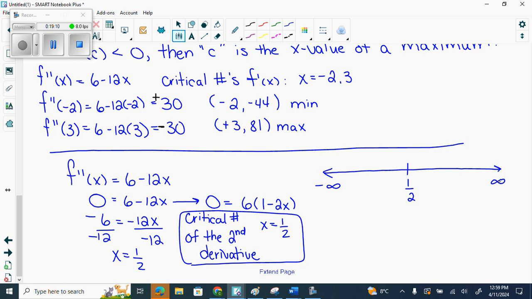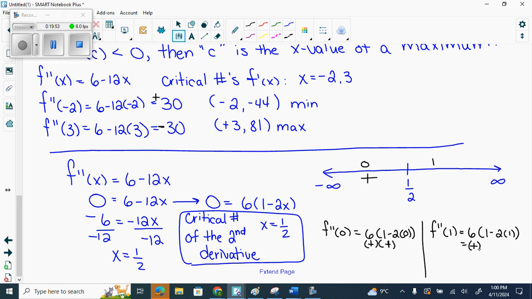Okay. Now what we're going to do is plug that into the second derivative, and see where it results in positives and negatives. Are we going to find out where it increases and decreases? No, that was what the first derivative gave us. So let's see what happens here. I'm going to take 0 and 1. So I'm going to go f double prime of 0 and plug it into 6 bracket 1 minus 2 times 0, which is a positive times a positive, which results in a positive. And then f double prime of 1, which is 6 bracket 1 minus 2 times 1, which is a positive times a negative, which results in negative.